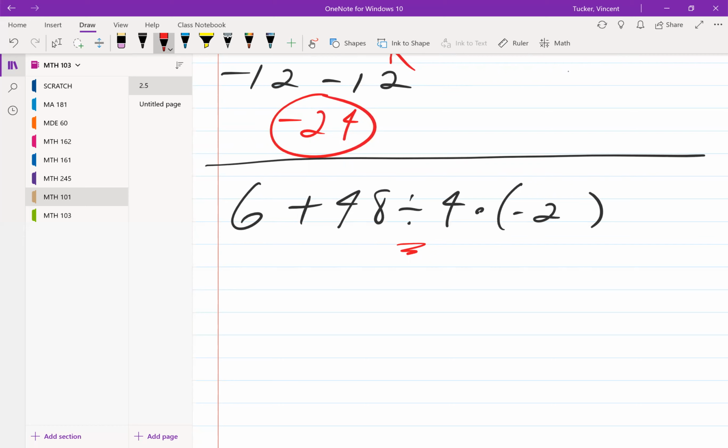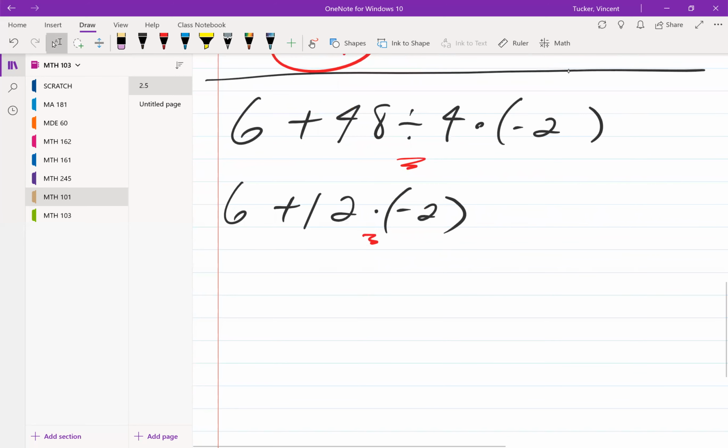So the first thing we'll do in this problem is division. So 6 plus 48 divided by 4, which is 12, times -2. Next move is multiplication. So the 6 plus -24, and then 6 plus -24 is -18.